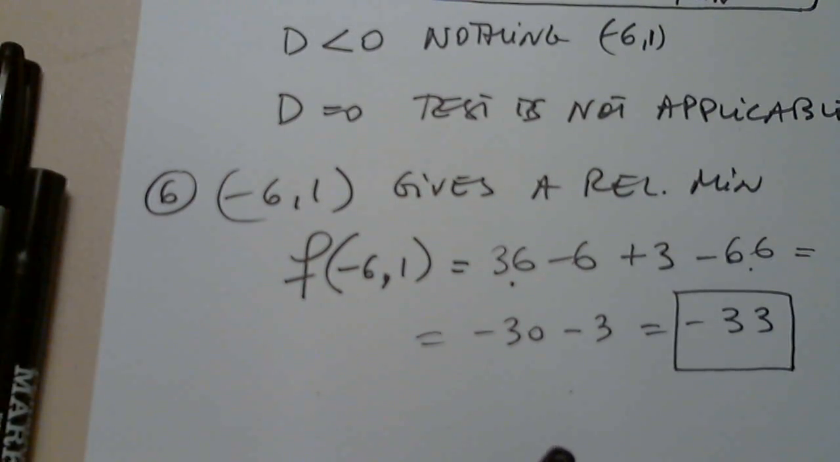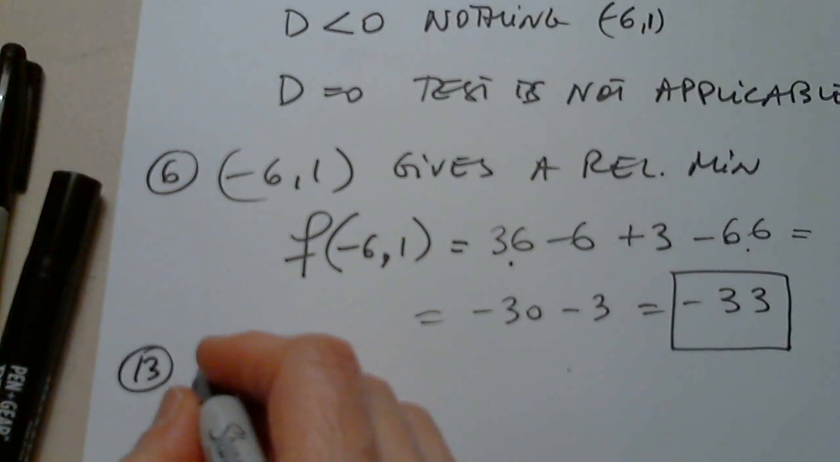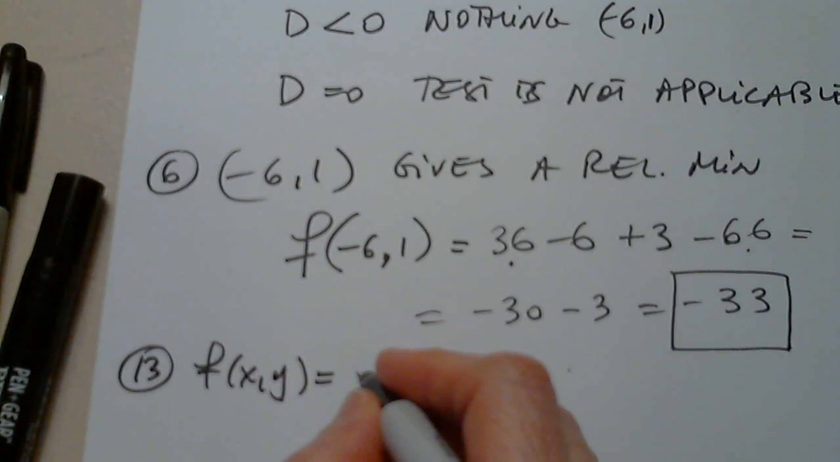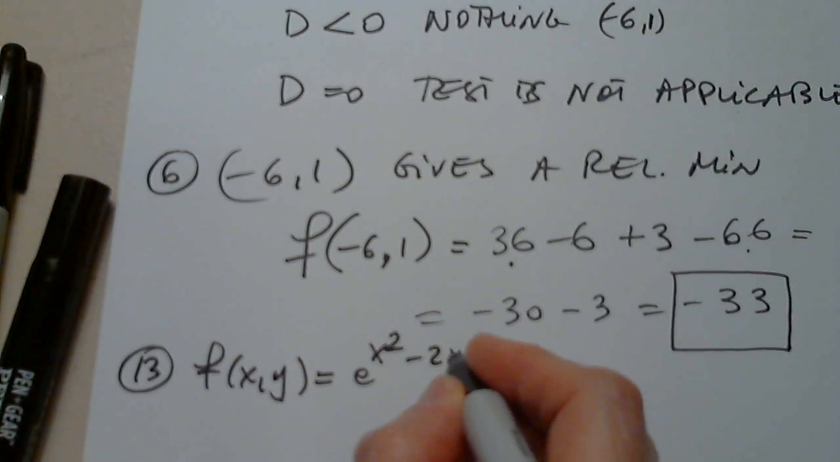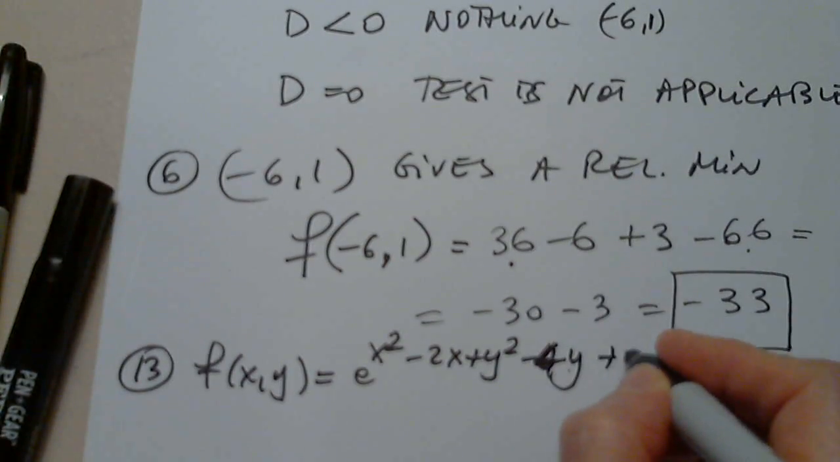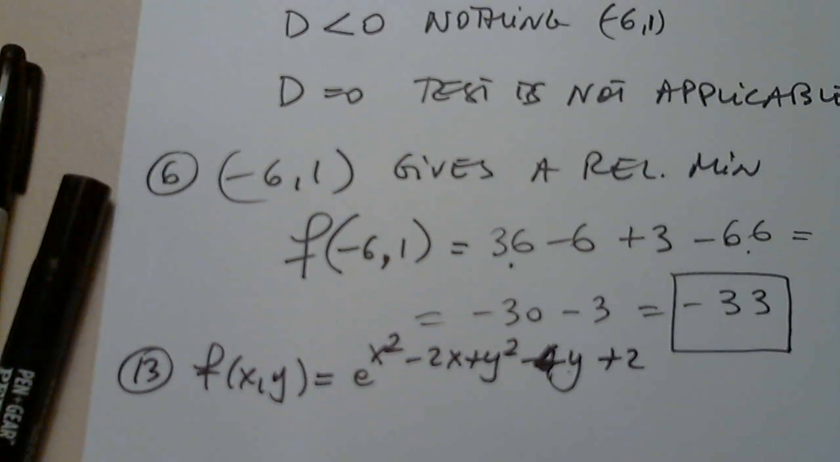Yes, of course. Okay, so in 13 we have f of x comma y equals e to the x squared minus 2x plus y squared minus 4y plus 2. So let me make sure I copied it correctly. X squared minus 2x, correct. Y squared minus 4y plus 2. Very good. So we're asked to, yes? That's all the exponent, right? Yes. Everything is the exponent, yep.